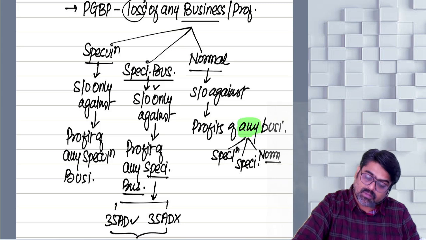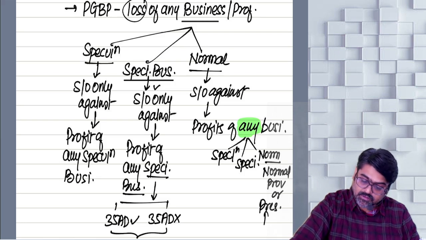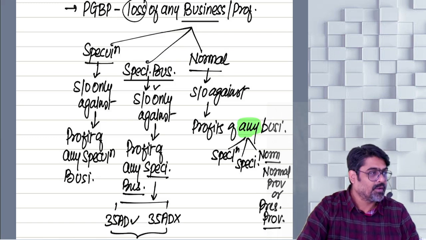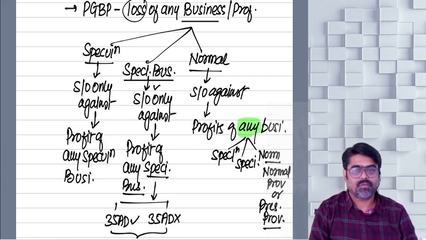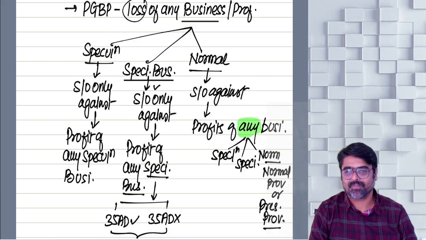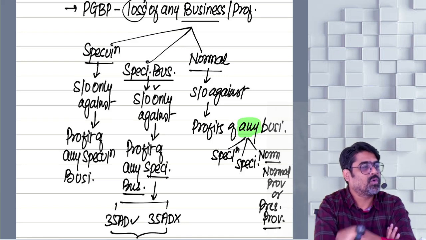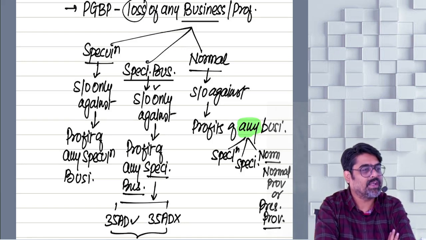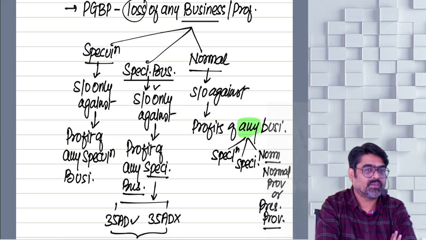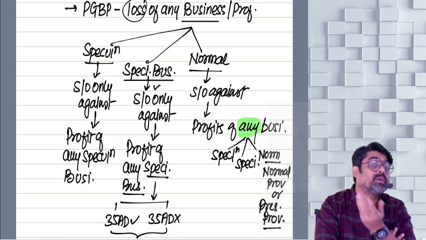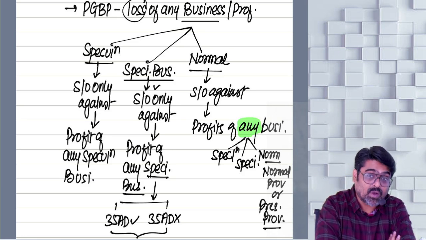And whether this normal business income is calculated based on normal provisions or presumptive provisions. Do you remember 44AD, 44ADA, 44AE, presumptive provisions are there or not? So first of all tell me, do you have any normal business? Footwear business. You are manufacturing footwear. Can that business have a loss? Normal trading business. Can that business have a loss?